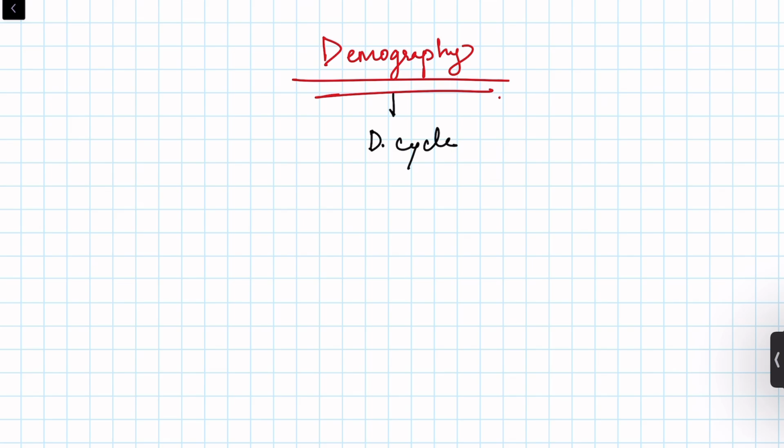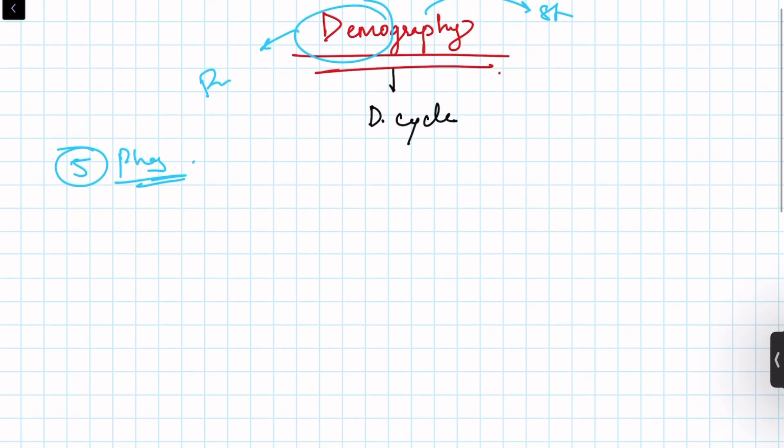First of all, what do you mean by demography? Demo means population, and graphy is the study, so we can say it is the study of population. Coming to the demographic cycle, we have 5 phases. What are the 5 phases? We will see by drawing a graph.